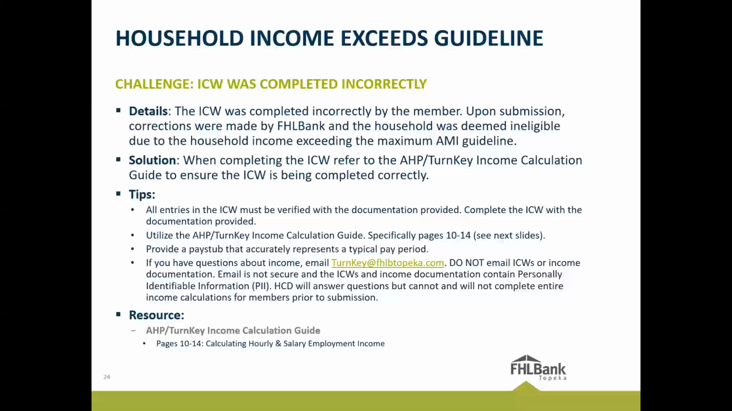For the reservations that were deemed ineligible because the household income exceeded the AMI guideline, we took a closer look at what was happening in the workbook. We wanted to understand exactly where things were going off track. On the next few slides, we're going to walk through the most common challenges our members faced, and more importantly, how to avoid those challenges in the 2026 round. Our goal is to help members complete the ICW accurately so they can identify when a household is ineligible before submitting a reservation. This saves time, reduces rework, and ensures your efforts are focused on households that qualify.